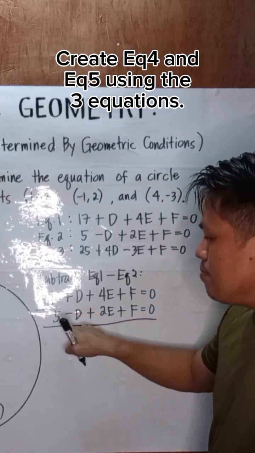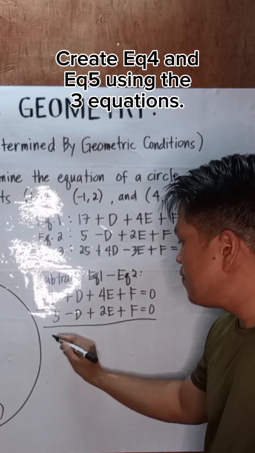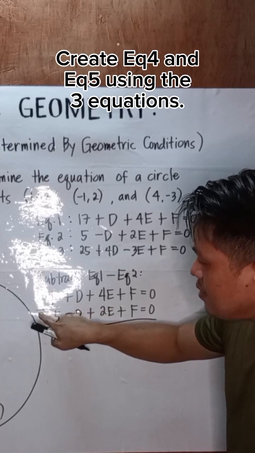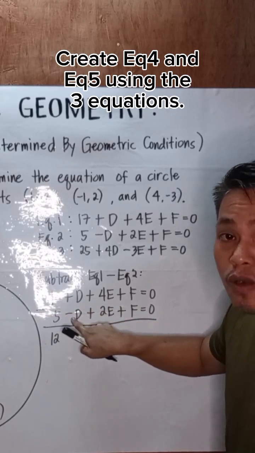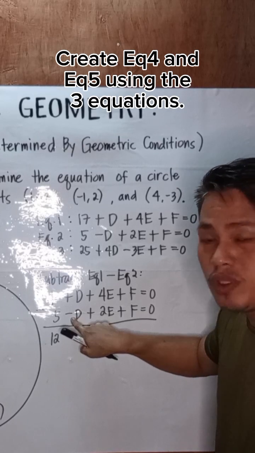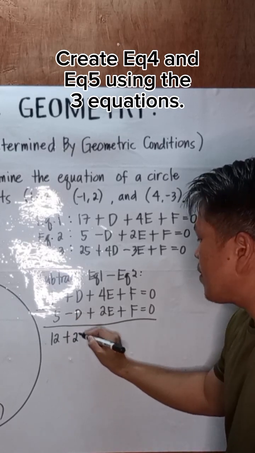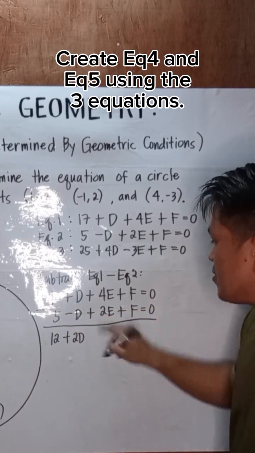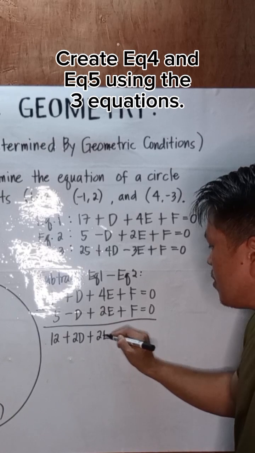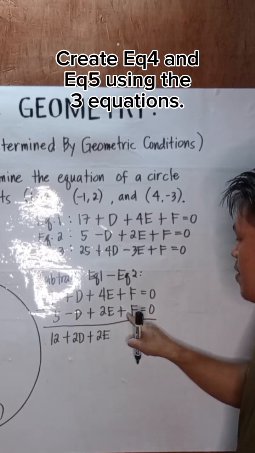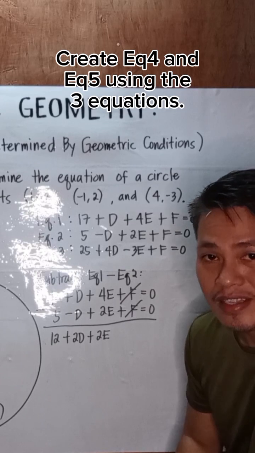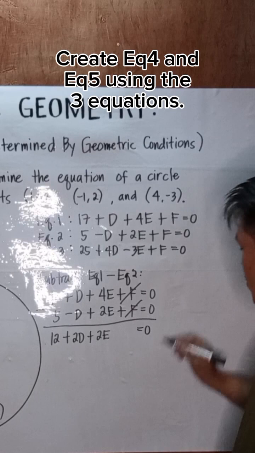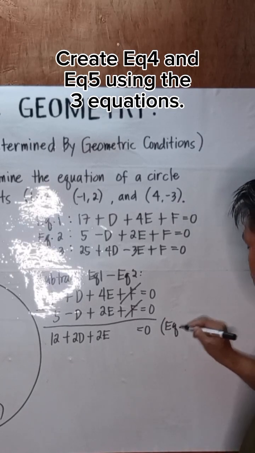17 minus 5 is 12. And then, positive 1 minus negative 1 ay magiging 1 plus 1, which is 2D. And then, 4 minus 2 is positive 2, kaya 2E. And then, F minus F ay makakancel na because it is 0. Then, is equal to 0. Ito ang ating equation 4.